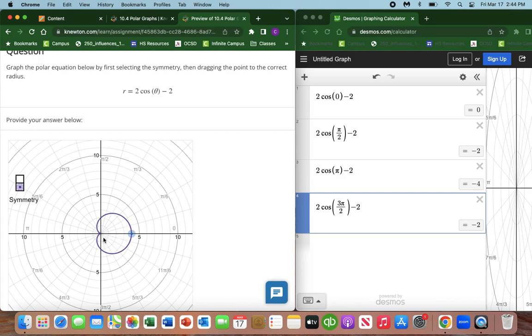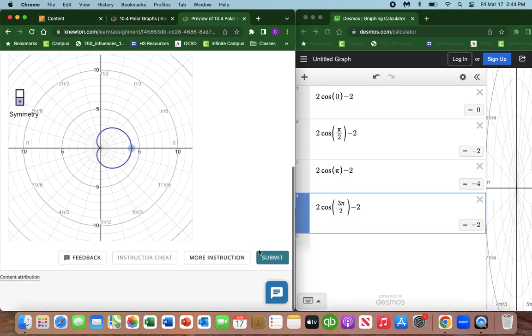It is. Then I'm going to look at that pi over 2 situation. So pi over 2 is supposed to be negative 2. It is. 3 pi over 2, which would be down here, should be negative 2. It is. And then obviously 0 should be 0. And it is. So we're good there. Yep, we are good there. Let's submit that.